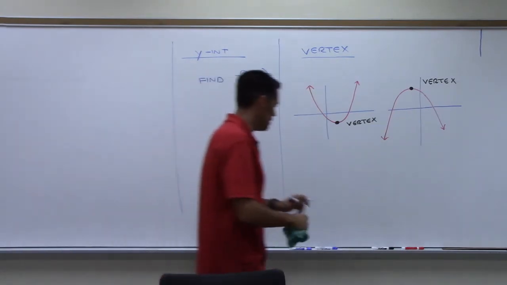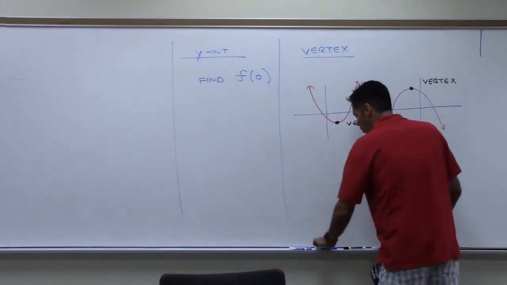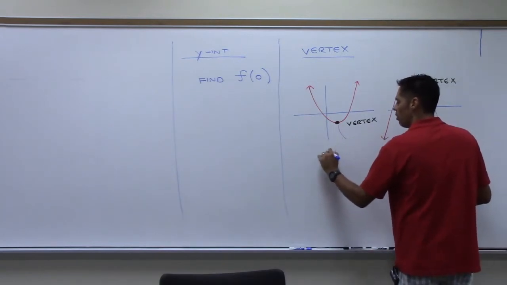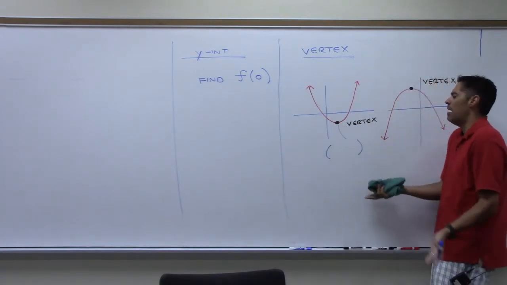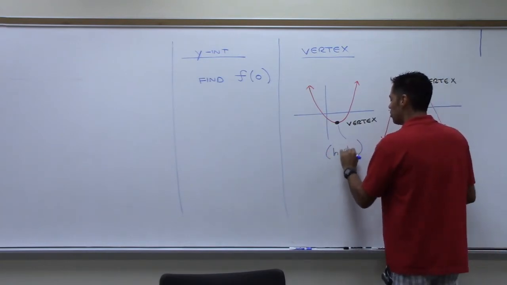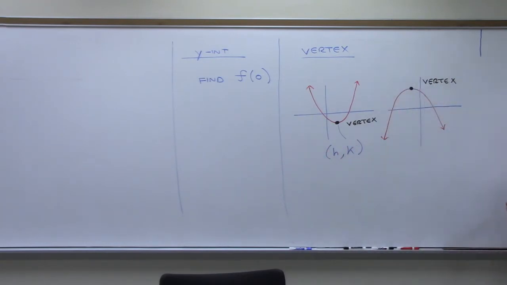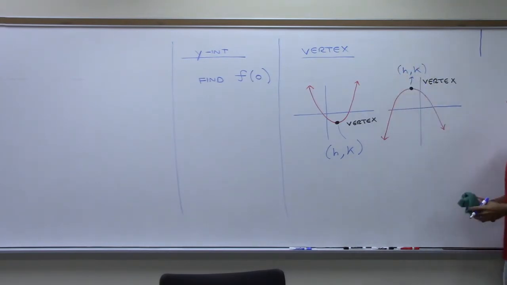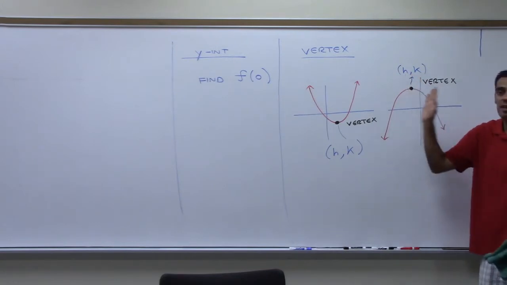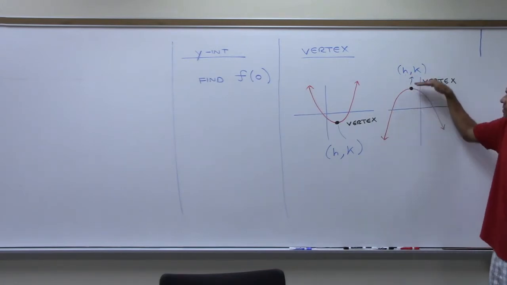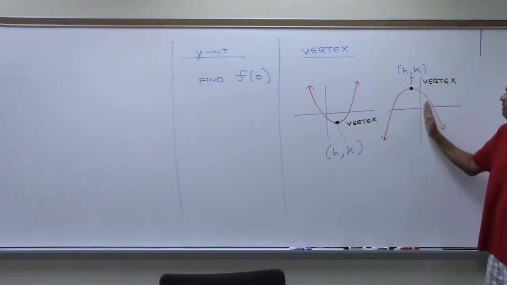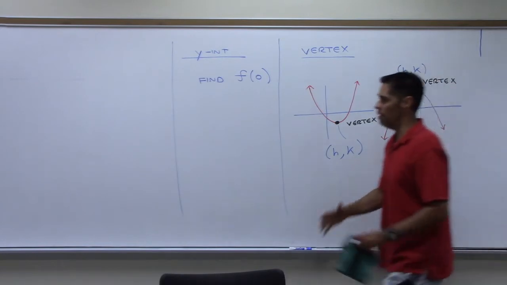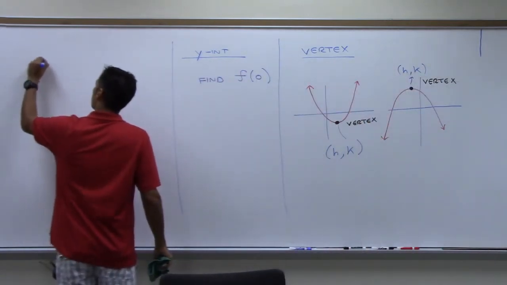I want to label these points. Because the vertex is so special, we like to give it a special ordered pair. Instead of me just saying, hey, that's just some point x, y, I actually call it the point (h, k). And same thing here, this would be (h, k) here. Very special point. But just realize h is the x-coordinate, k is the height. So this number tells you how far left or right to go. This number tells you how far up or down to go. And the way to find those is as follows.